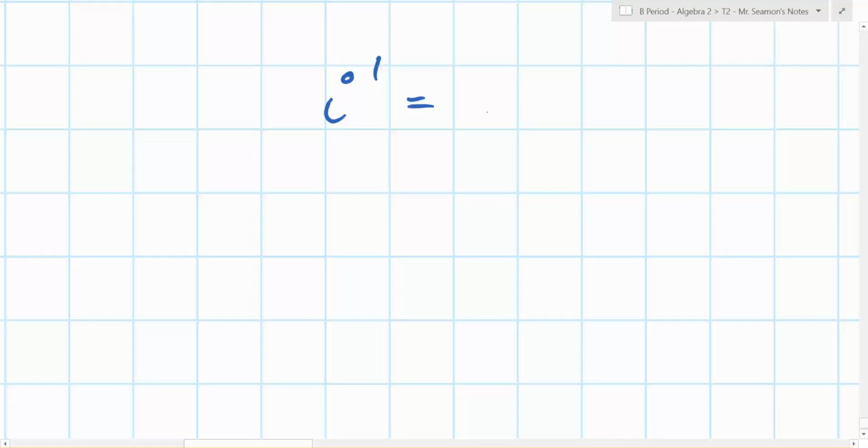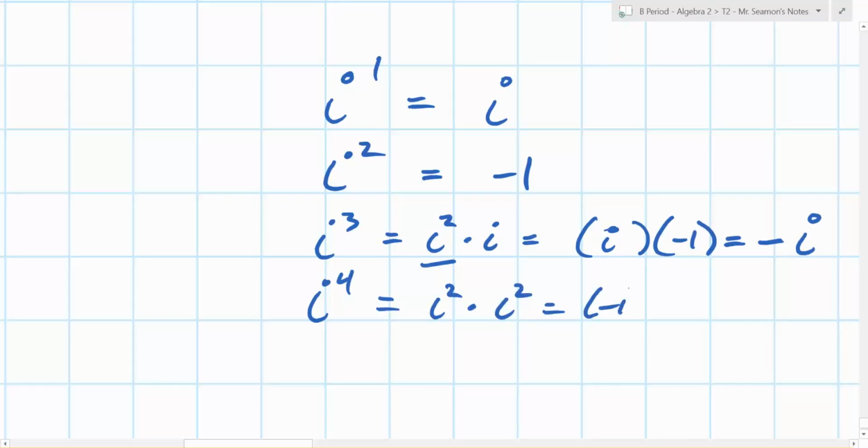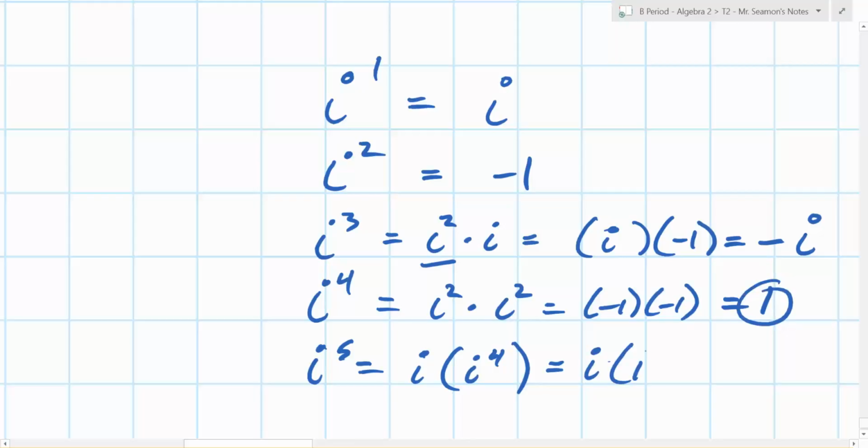What's i to the first power? That's i. What's i squared? Negative 1. Well, we know i cubed is i squared times i, right? Well, what is i squared? Times negative 1. So what is that? Negative i. What's i to the fourth? Well, that's i squared times i squared. That's equal to negative 1 times negative 1, which is 1. What is i to the fifth? Well, that's i times i to the fourth, right? So that's i times 1, which is i.